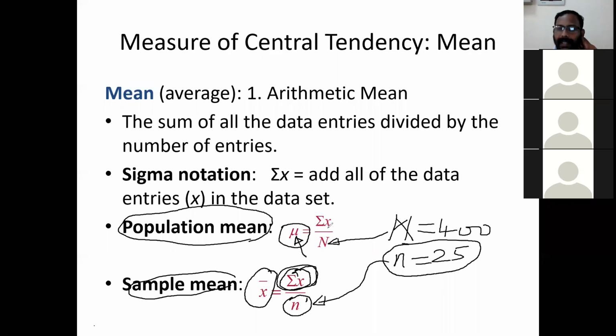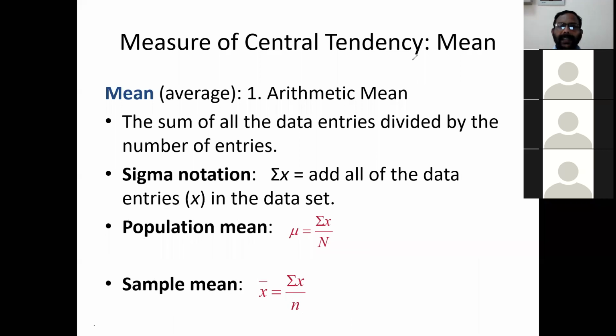Okay, Yadurshi, did you understand the calculation of these two different means, the population mean and the sample mean? What is the main difference between these two? In the population mean, we divide the sum of all data entries by the population number. In the sample mean, we divide by the sample number, or sample size. Fine, good. This is how we usually calculate the population mean and the sample mean.